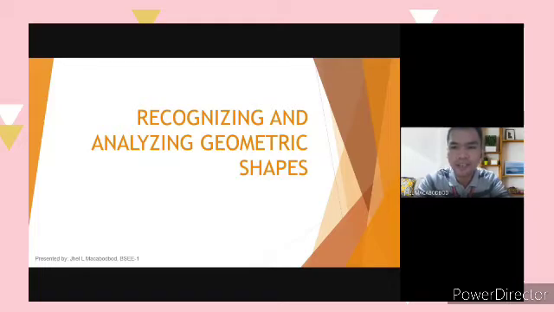Today I will be discussing recognizing and analyzing geometric shapes. As we all know, just like in problem-solving activities, geometry also helps develop our thinking skills and creativity, which is essential in designing or in decision making.